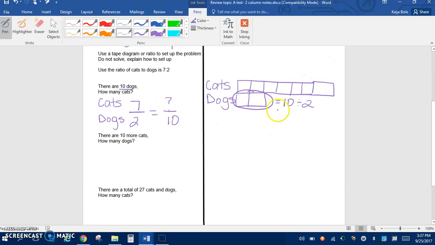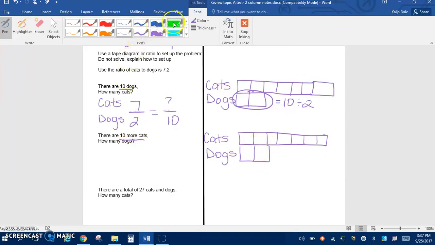Example 2 says there are 10 more cats, so again, we're going to draw the same tape diagram as above. We have cats and we have dogs. Cats get 7 boxes and dogs get 2. Now we've got the keyword more. Here I'm going to highlight that. That means we have to draw in our line for the more here. Then they told us there are 10 more cats, so we circle all of these boxes.